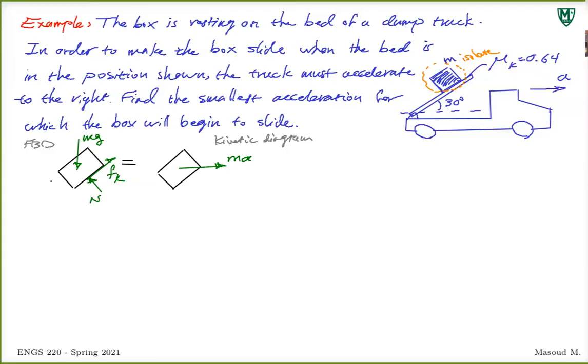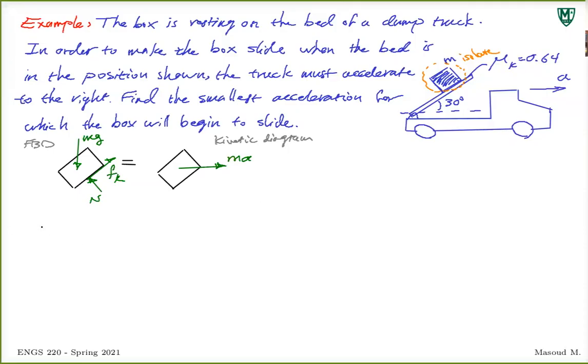So again, the box is sitting on a bed. The whole thing is moving to the right. It's about to slide, but it's not sliding yet. It's asking us to find the smallest acceleration for which the box will begin to slide. If it was sliding already, you'd have some acceleration in this direction. But at this given moment, it's part of the system and not moving. The whole system, including the truck, is accelerating to the right. So your acceleration is a, and you have your mass.